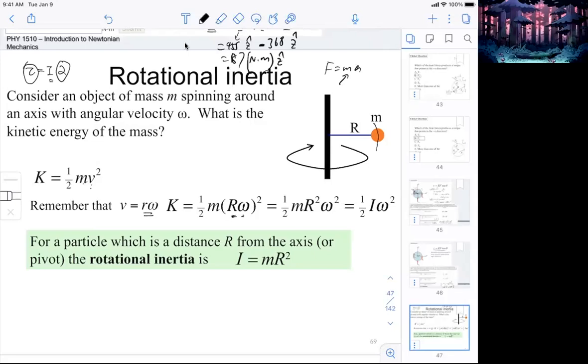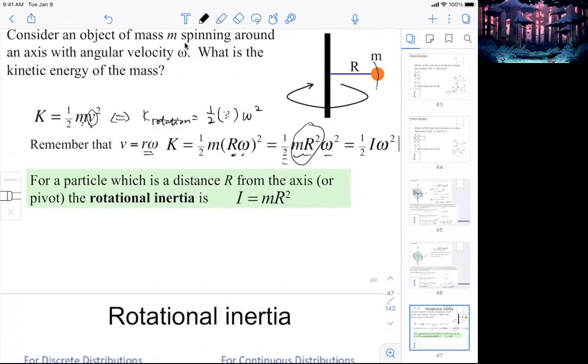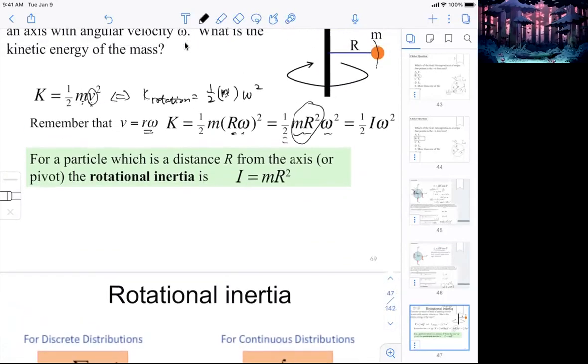If I'm forming a rotational kinetic energy in a similar format of 1/2 some quantity, but instead of linear velocity I have angular velocity, whatever comes here should tell me the counterpart, the equivalent, for mass. If I make this into 1/2 something times omega squared, the rotational inertia is mr squared. So mr squared is what we're going to call the rotational inertia, which is what used to be described by mass.